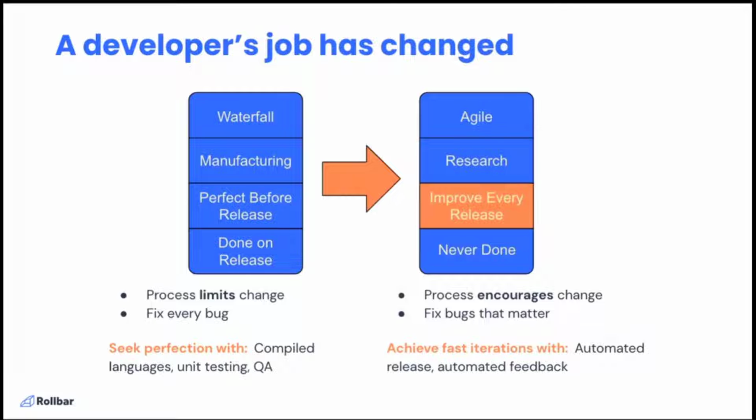So let me step back a little bit and talk about how developers used to work. Back when I was a young pup, we used the waterfall method. We manufactured our software. We perfected it before release, right? We had to make it perfect before release because we signed off on that gold floppy or the gold CD. And we did all of our changes before we released our software. And we sought perfection via compiled languages, unit testing, proper QA, all kinds of things like that. We had to fix every bug we could fix before we had a ship date.